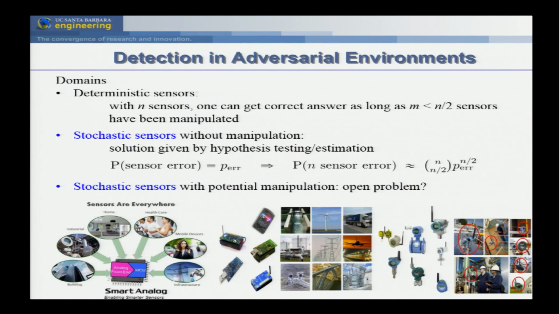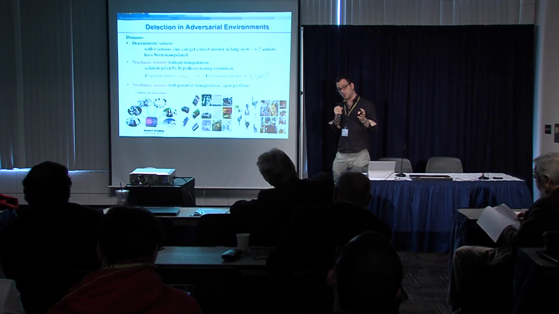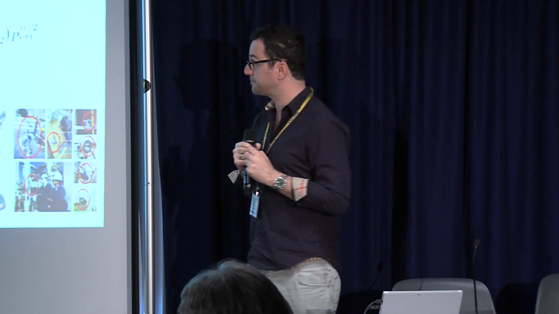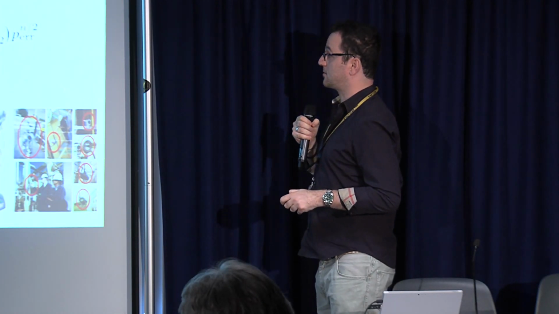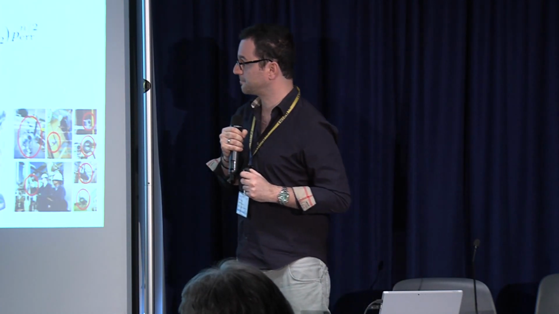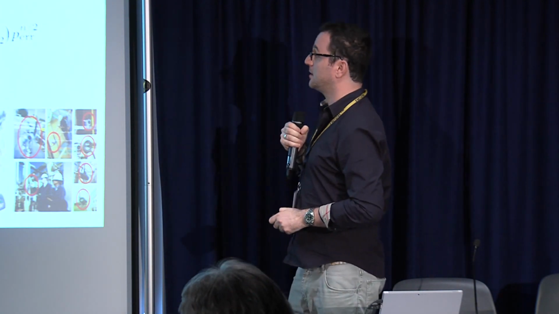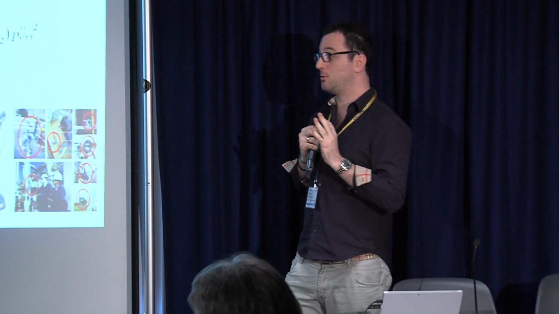So we have a bunch of sensors. If the sensors are deterministic, then of course we know the correct answer if less than half of them are manipulated. With stochastic sensors, we do hypothesis testing, and the correct answer is based on a probability. Of course, we can have stochastic sensors, but also with attacks. This was an open problem, and this is the problem that we will consider: stochastic sensors and adversarial manipulation.